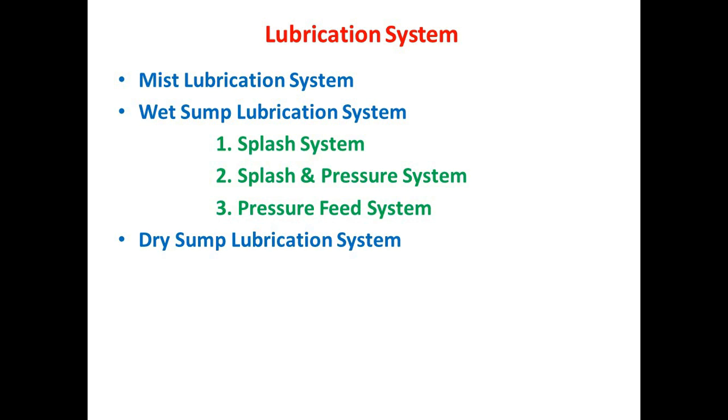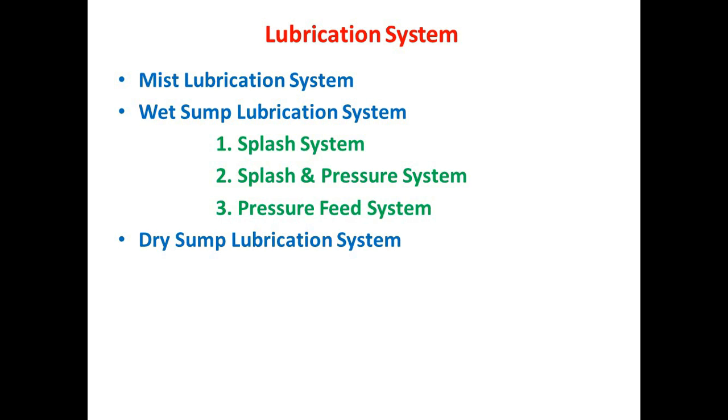Now, we will see what are the different types of lubrication systems. Lubrication systems are classified as mist lubrication system, wet sump lubrication system, and dry sump lubrication system. First of all, we will discuss the mist lubrication system. This system is generally utilized when crankcase lubrication is not possible.